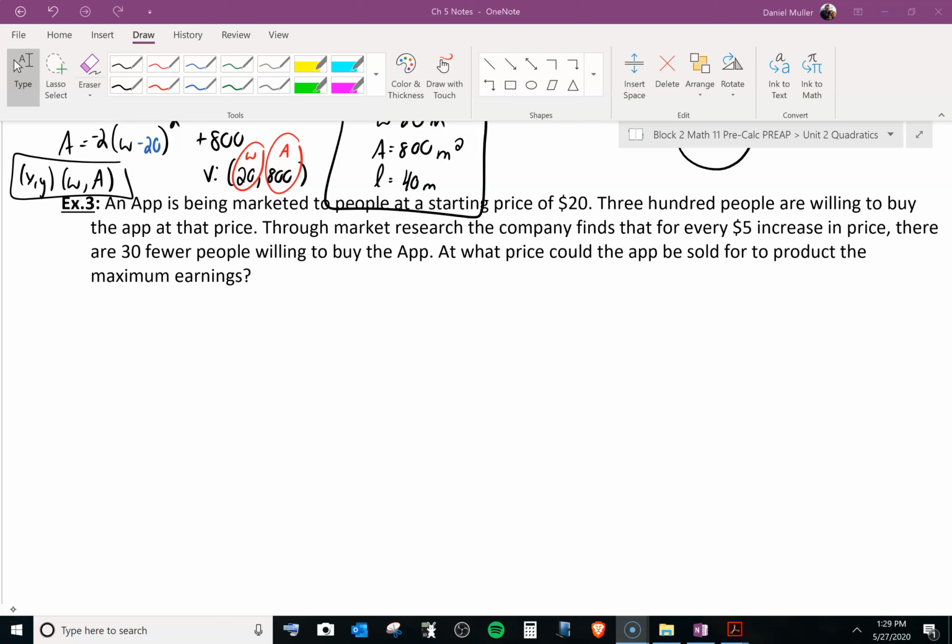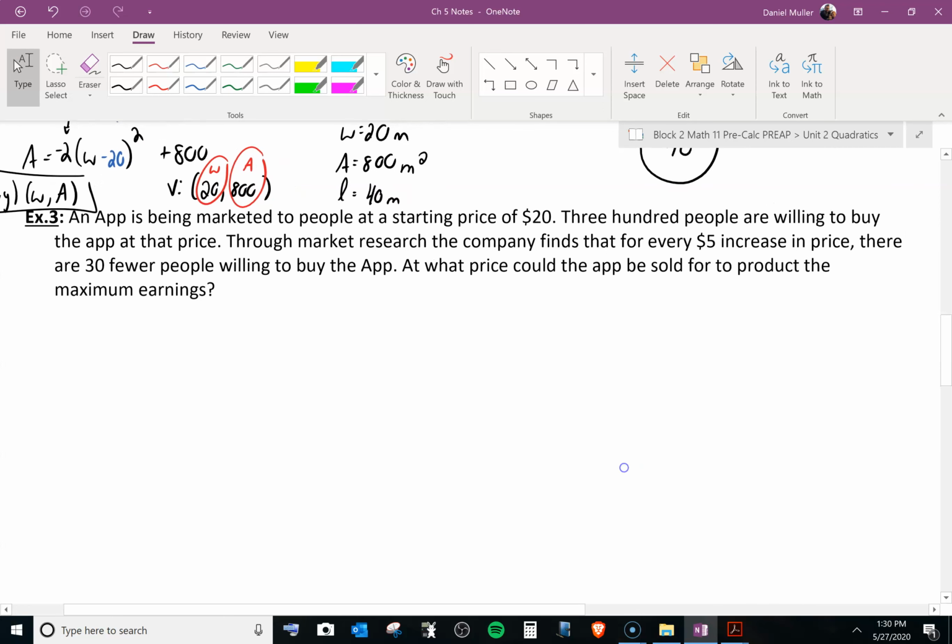Okay, example 3. An app is being marketed to people at a starting price of 20 bucks, and 300 people are okay to buy this app at that price. But they do some research and find that if they increase the price by $5, so instead of $20, go to 25 or maybe 30 or 35, then for every time they increase by $5, they lose 30 people. At what price could we find the maximum earnings?